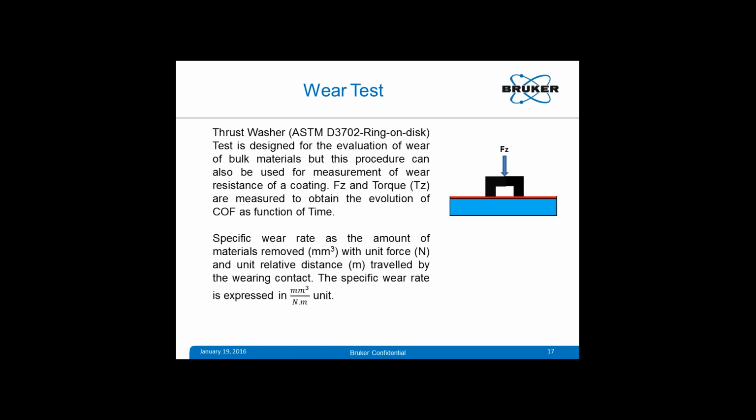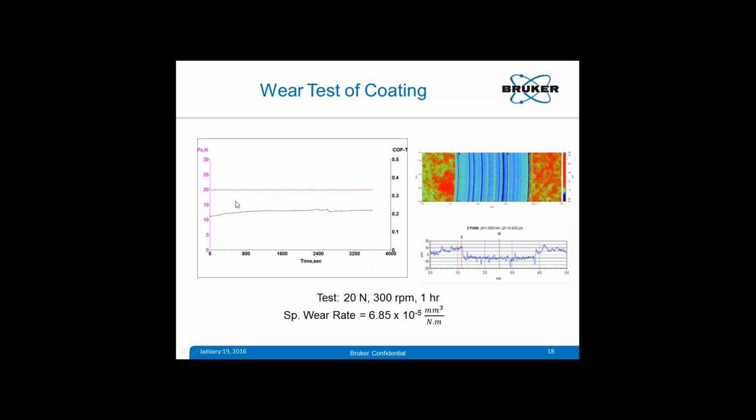Wear rate in such cases is expressed as specific wear rate, and this has a unit of millimeter cube per Newton meter. Millimeter cube is the volume of material worn out during the test per unit force and unit distance. In this case we do not use time as a unit, we use the distance traveled during the test. It will be clear when I show you the data here.